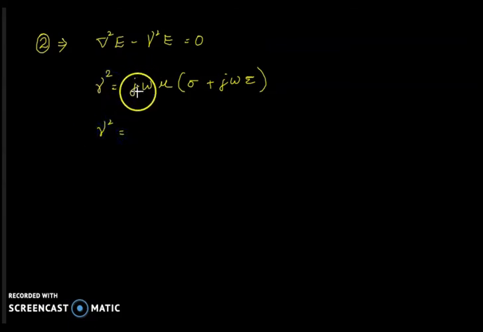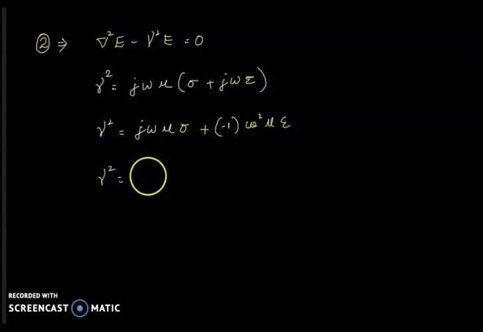Now multiply j omega mu inside the bracket. So this becomes j omega mu sigma plus j omega, that's j square, minus 1, omega square mu epsilon. So gamma square becomes minus omega square mu epsilon plus j omega mu sigma. Gamma square has two parts: one is the real part and one is the imaginary part.